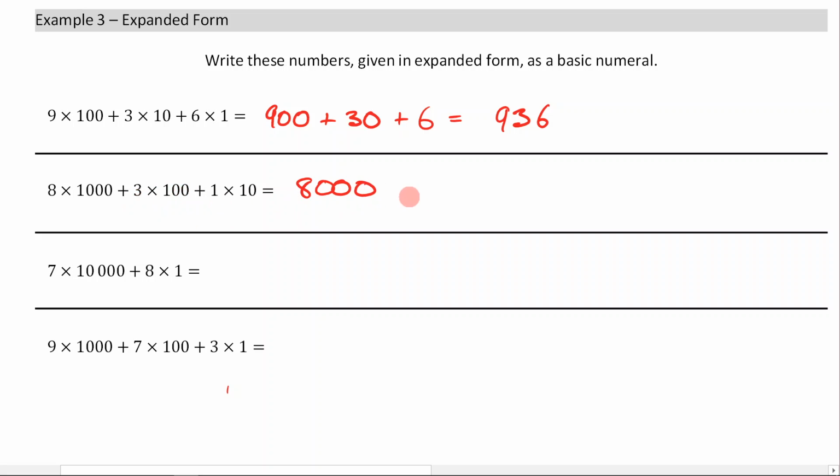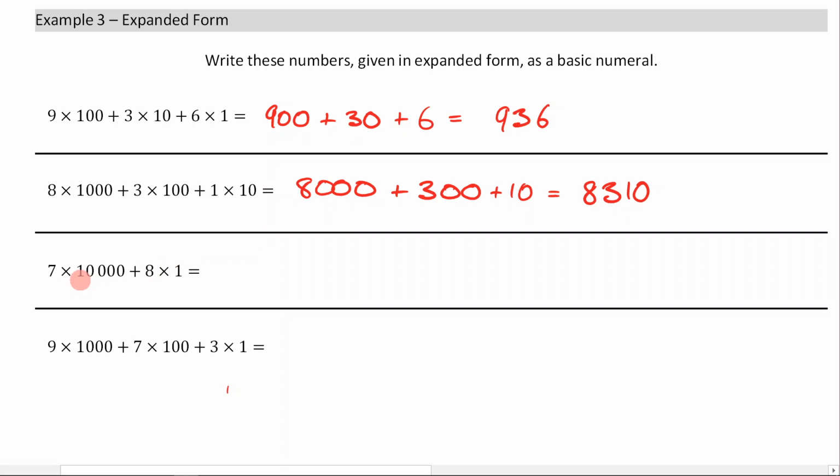3 times 100, that's 300. And then 1 times 10, that's 10. And as you notice here, I don't have anything in the ones column. So my answer is just going to be 8,310. Notice the 0 here because I don't have anything in the ones.